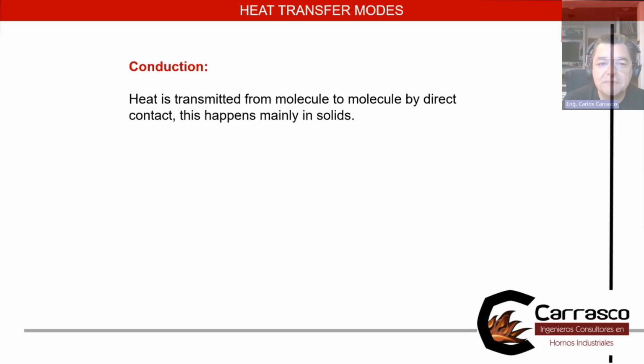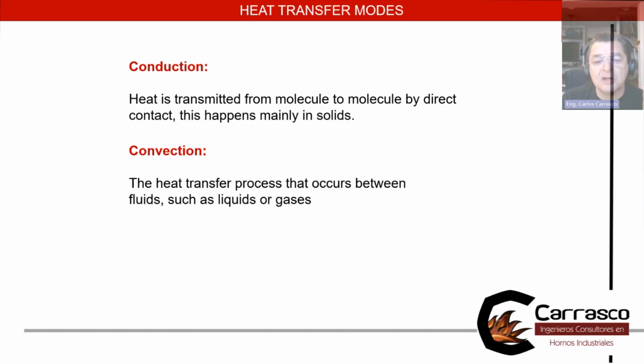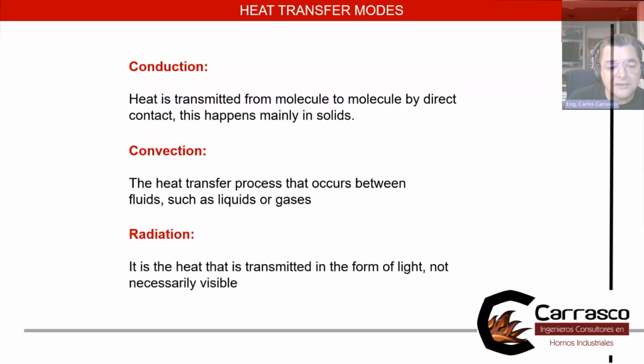Okay, there are different modes of heat transfer inside the furnaces, and there are mainly three. Conduction, which is transmitted from molecule to molecule by direct contact. I mean, it only happens in solids, so they have to be in contact. The other one is convection. The heat transfer process occurs in fluids such as liquids or gases. And the third one is radiation. That's the one transmitted in the form of light, not always necessarily visible, like the one we have from the sun.